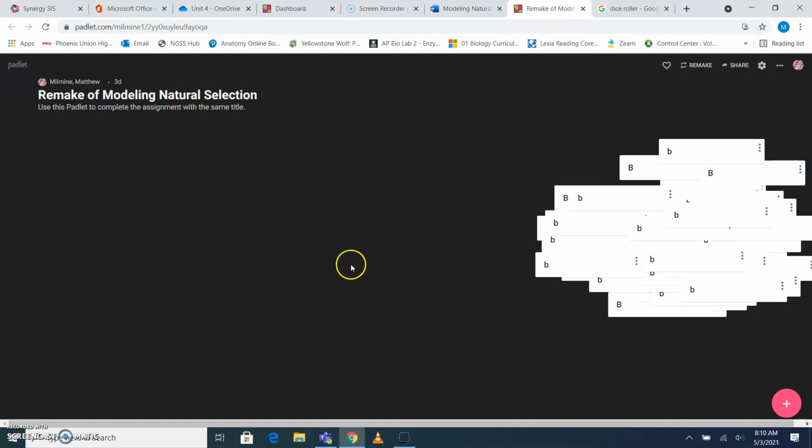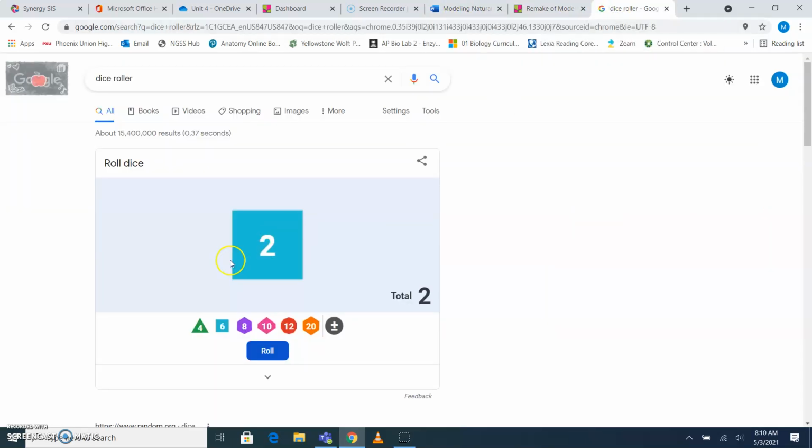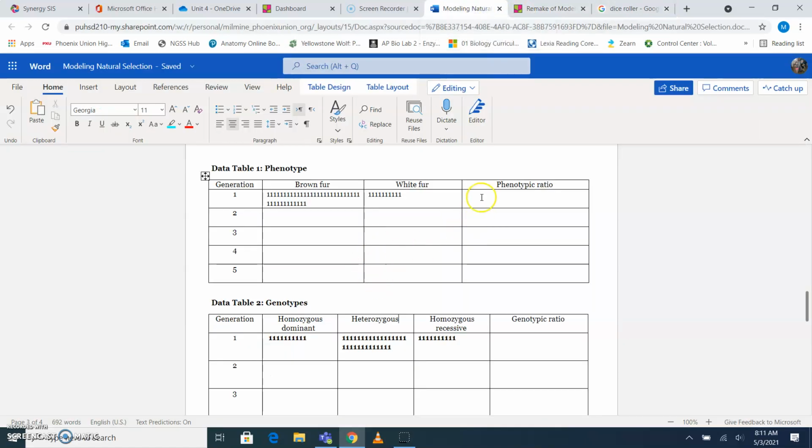On your Padlet board, you should have all of your alleles off to the right at this point. You probably deleted a few as well due to rolling a 1, causing the white mouse to die, or the brown mice to die if you rolled a 1. So what we're going to look at is how to do the genotypic and phenotypic ratios.